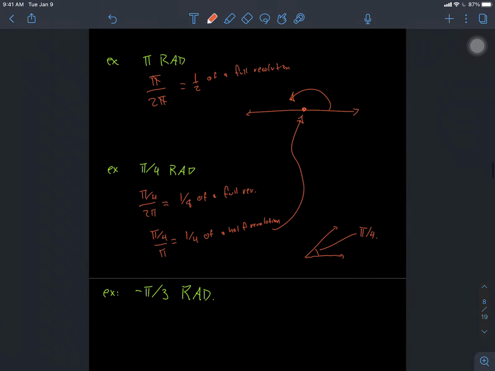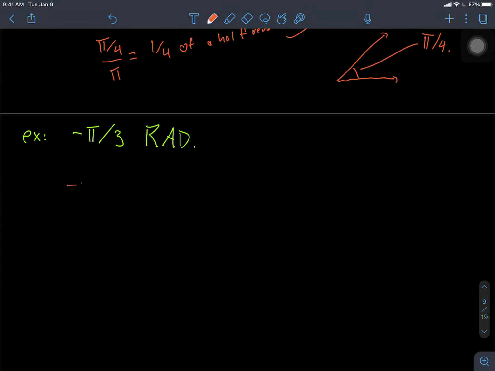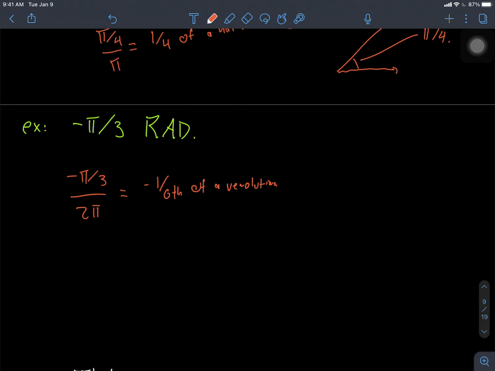And we can also do something like negative pi over 3. Okay, negative radians are no problem. We just have to think: negative pi over 3 over 2 pi would be negative 1/6 of a full revolution. So if I were to draw it, we'd start here, and remember, if we're doing a negative angle, we should move clockwise. So I'm going to draw an angle which goes down in this direction, and it should be about 1/6 of a full revolution, so a little bit less than a quarter.